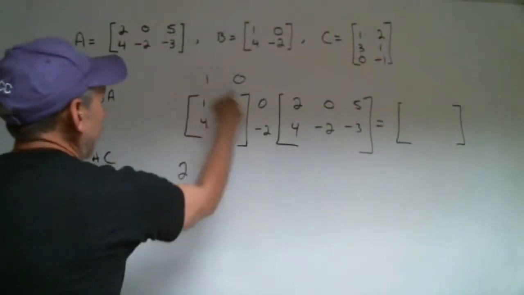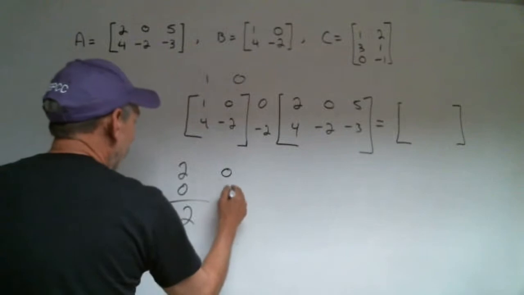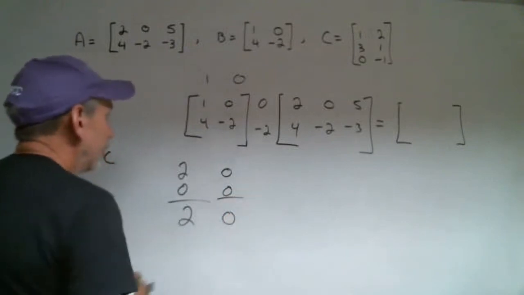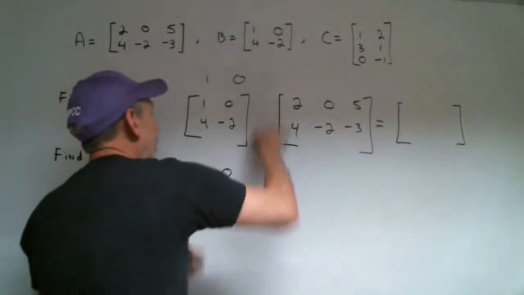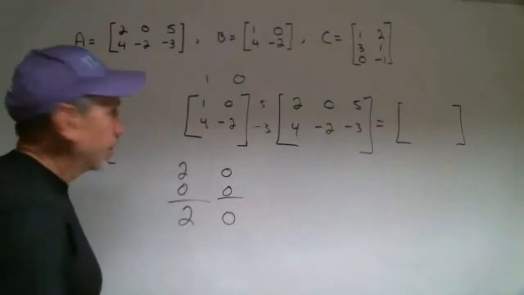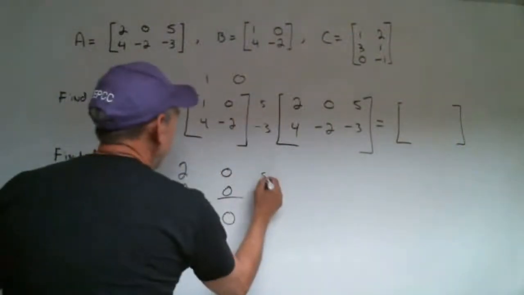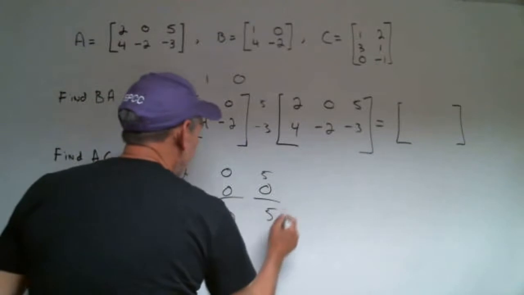Again, first times first is 0. Second times second will be 0. So what's my answer? My answer is 0. So then you see I'm done with this column. So now comes the third column. So erase it. I'm going to put 5 and -3. 1 times 5 is 5. 0 times -3 is 0. So the answer is 5.